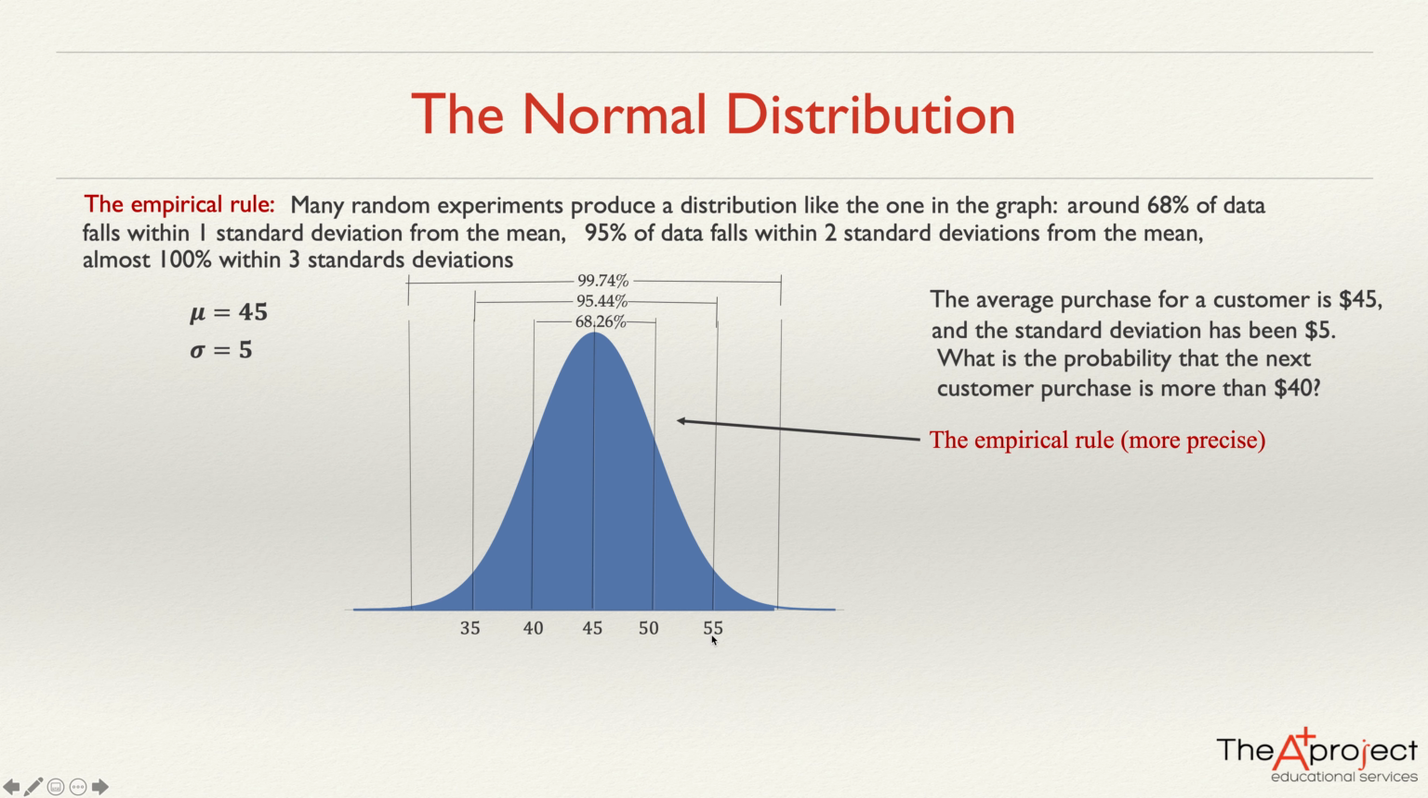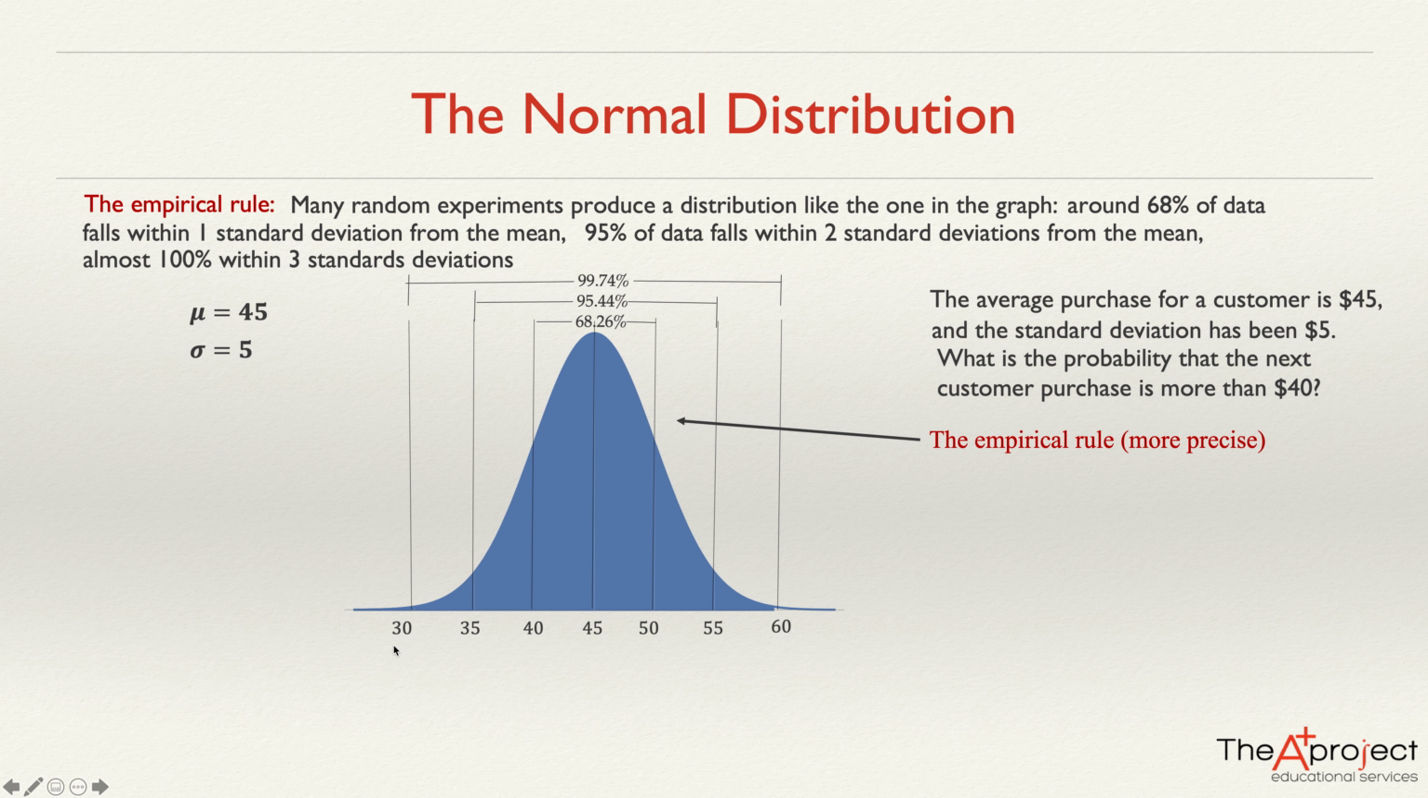35 and 55. Now, in my problem, I know that 95.44% of the data falls within 35 and 55. And finally, 3 standard deviations will be 3 times 5, which is 15. 45 plus 15 will be 60, the number here. And here will be 45 minus 15, which is 30. Let's type these numbers.